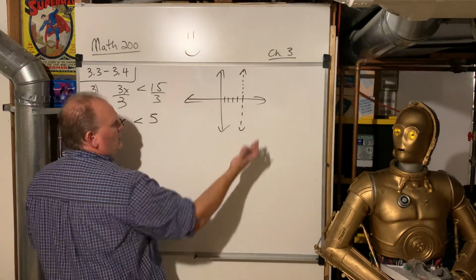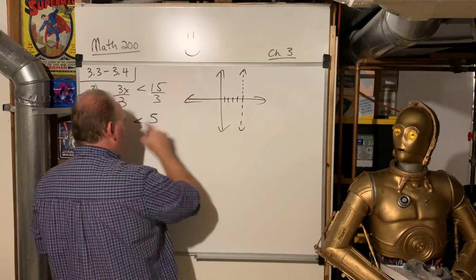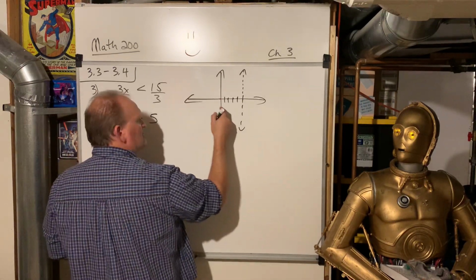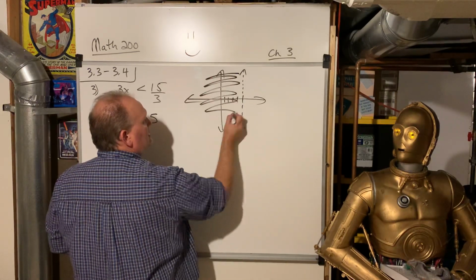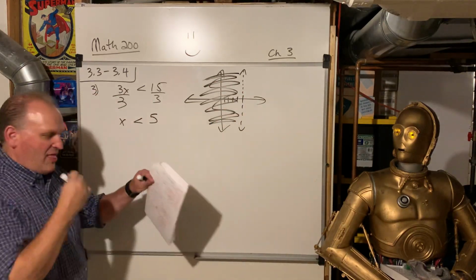And now less than, what numbers are less than 5? 4 is, 3 is, 2 is, 0, 0. If you try 0, 0 works. 0 is less than 5. So it's everything on this side. If that were a greater than sign, it would have been everything on that side. All right?